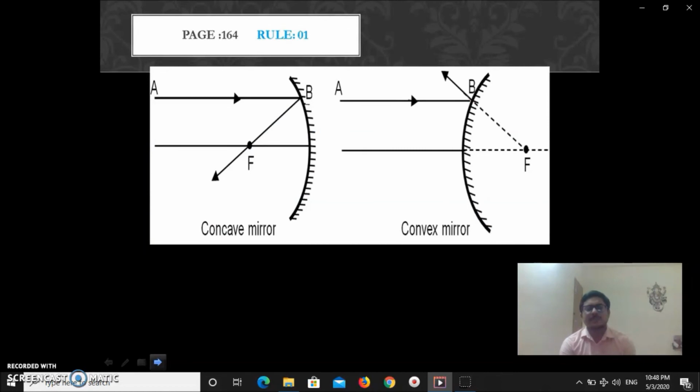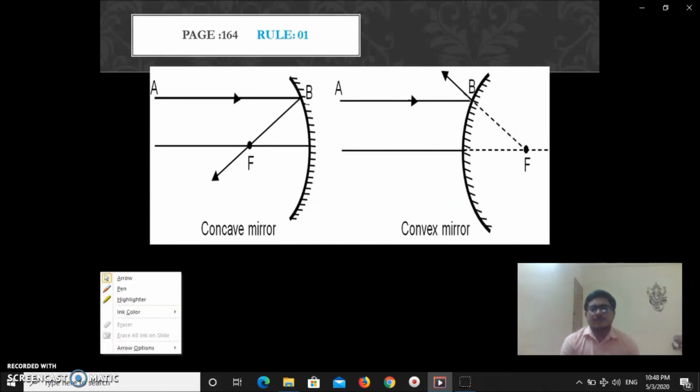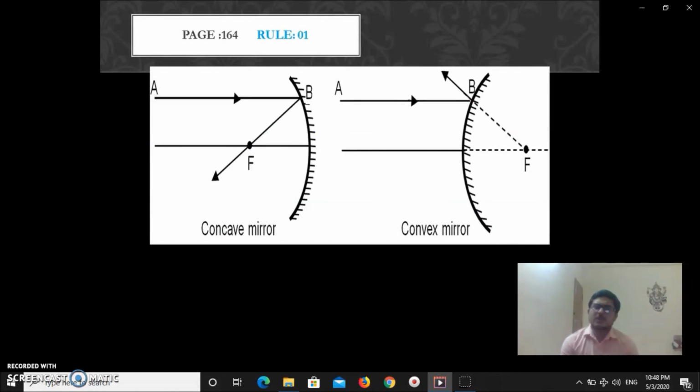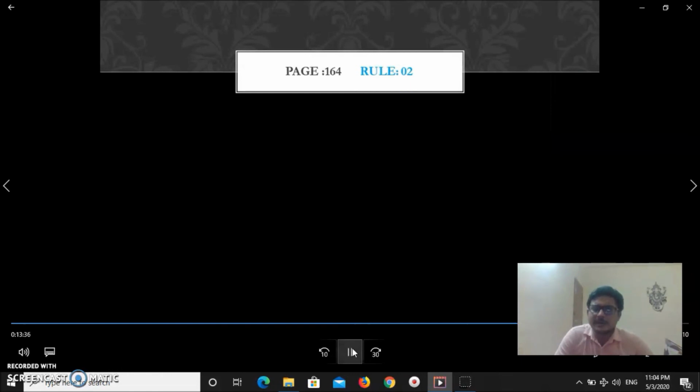Rule 1 is, you understood? Picture is there. Let's try to understand. If any ray parallel to the principal axis is there, after reflection it will pass through the focus, or it will appear as if it is coming from the focus. Clear?